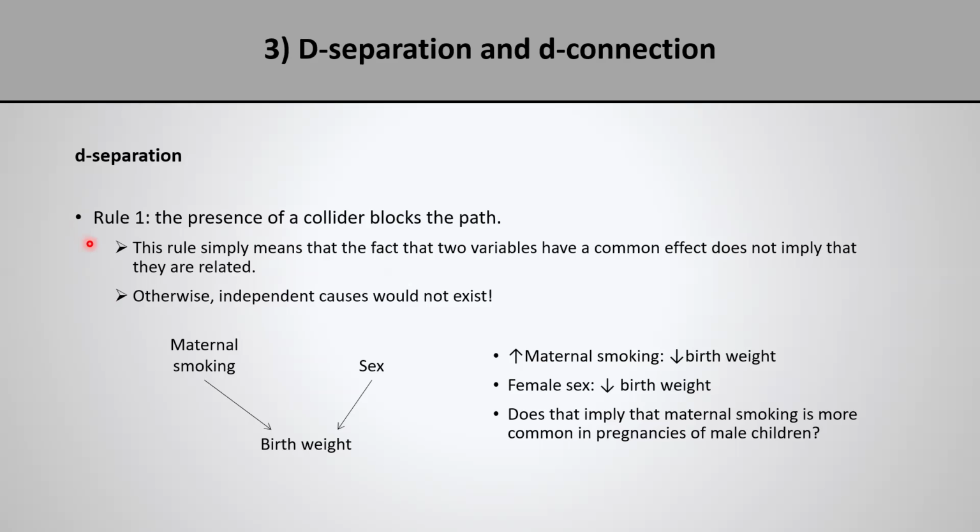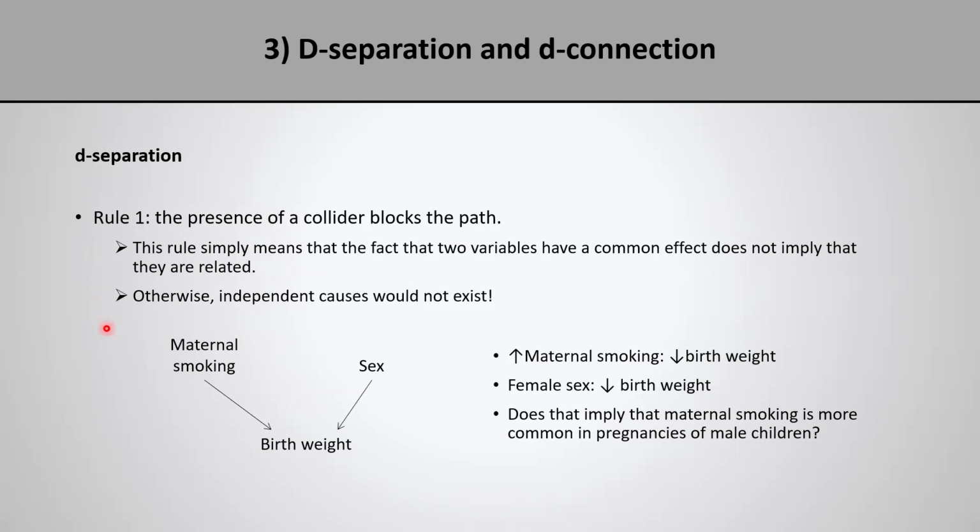This rule simply means that the fact that two variables have a common effect does not imply that they are related. And if we think about it, if the fact that two variables have a common effect would produce an association between them, then there would be no independent causes of the same effect, right? Because if any two causes of the same effect have to be somehow correlated because they have a common effect, then it would be impossible for independent causes of the same effect to exist, which is of course not the case.